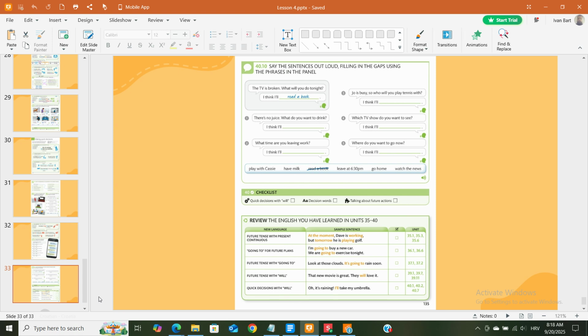Units 35.1, 35.3, 35.6. 36.1, 36.6. Future tense with going to. Look at those clouds. It's going to rain soon. 37.1, 37.2. Future tense with will. Quick decisions with will. Oh, it's raining. I'll take my umbrella. That new movie is great. They will love it. 39.1, 39.7, 39.11. 40.1, 40.2, 40.7.